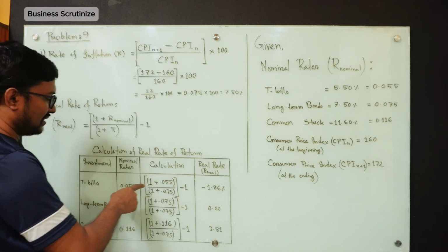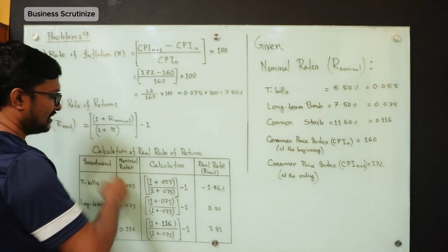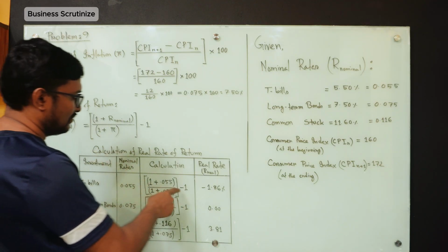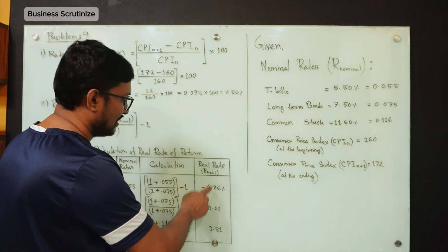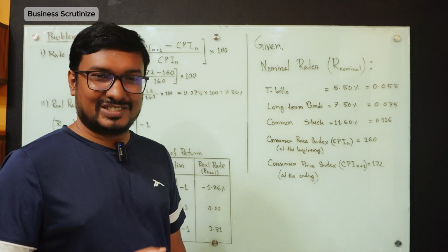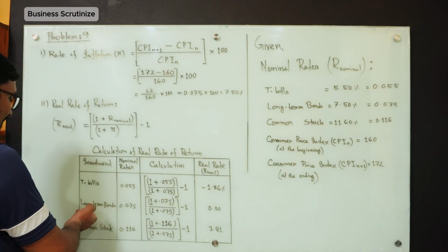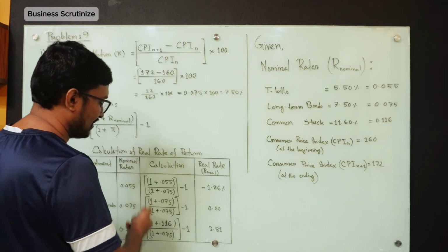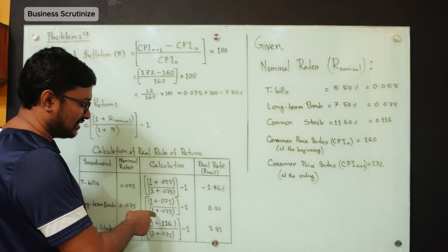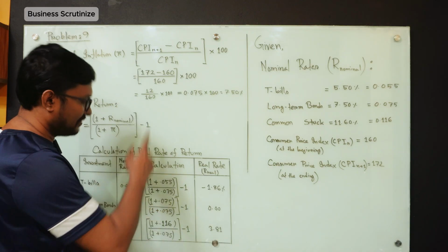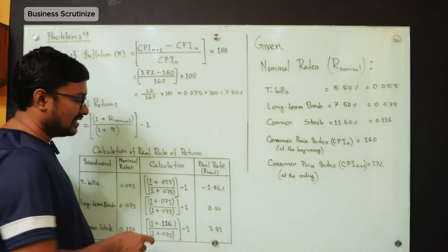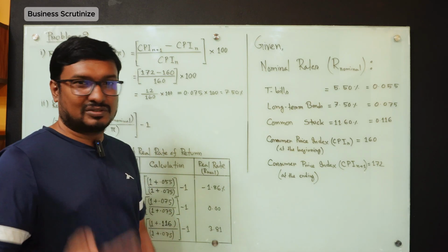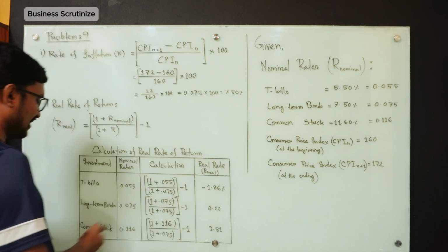So for T-bills, 1 plus 0.055, the nominal rate, divided by 1 plus 0.075, the rate of inflation, minus 1. If we compute, we will get the real rate for the T-bills as minus 1.86%. Secondly, long-term bonds, we have the nominal rate 0.075. Here we write 1 plus 0.075, and in the denominator 1 plus 0.075, the rate of inflation, minus 1. If we compute using our calculator, we will have 0% real rate. There is no real rate for long-term bonds.